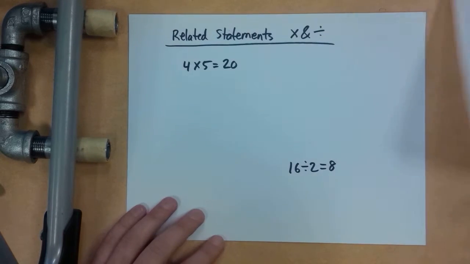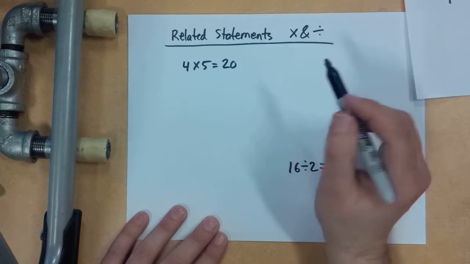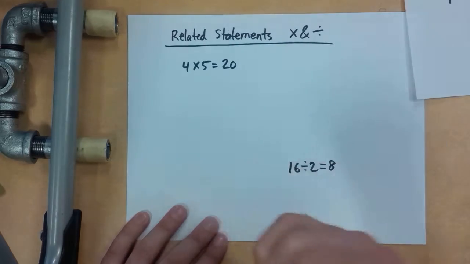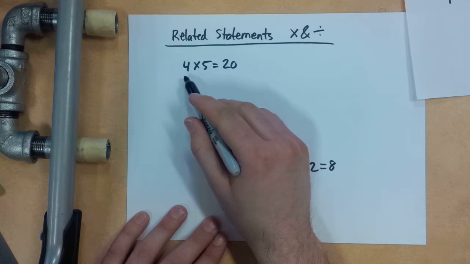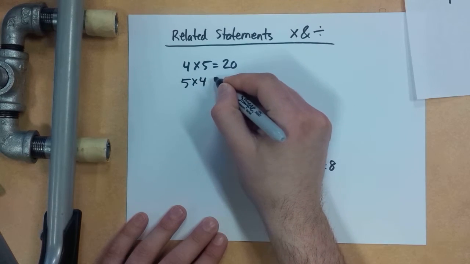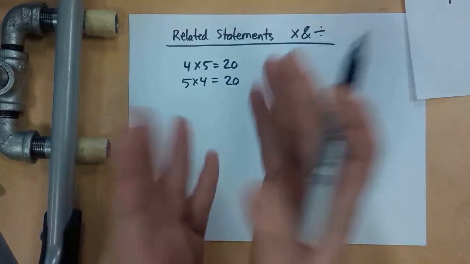We're working on timesing and dividing, or multiplication and division here. We're going to talk about related statements, just like we did with addition and subtraction. And this is going to help us realize that we know much more than we think we know, based on just knowing our basic facts. For example, if you know that 4 times 5 is 20, it is true that you also know that 5 times 4 is also 20. Now check that out. That's the building up side.